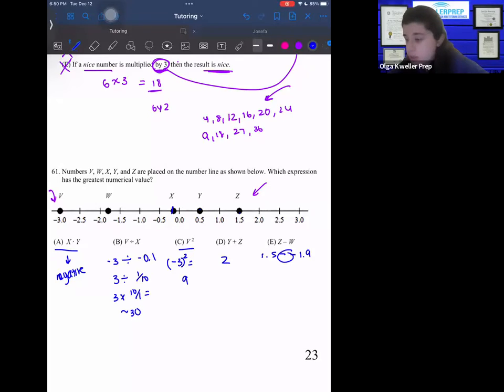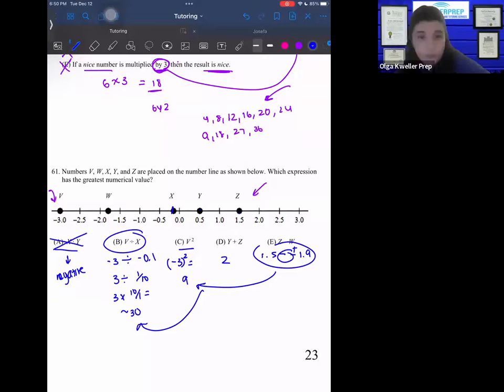Either way, this is going to be some positive number, but I don't care about it because there's no way that it's going to be greater than 9, or definitely not greater than 30. So at this point, basically, the answer is 30. And really, we don't care what A is because it's going to be something negative, which is going to be the smallest value. So a question like this is all about estimation.